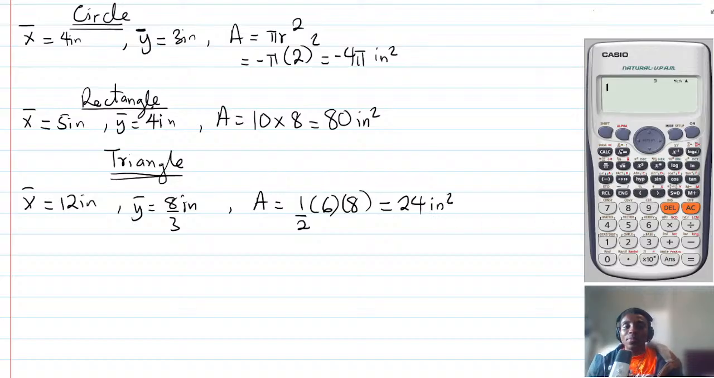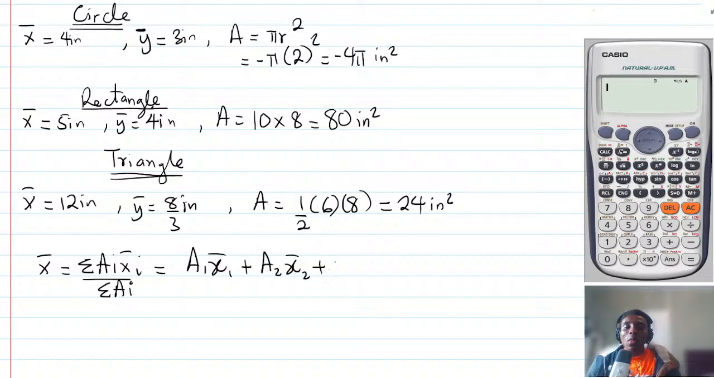Squared inch. So we are done. But you see, to find the x bar and the y bar, the easiest way to do it, you can say that summation a_i x bar_i divided by summation a_i. So if you take the area, then you multiply by the x bar, then we add it. So it means a1 x bar 1 plus a2 x bar 2 plus a3 x bar 3, all divided by a1 plus a2 plus a3.